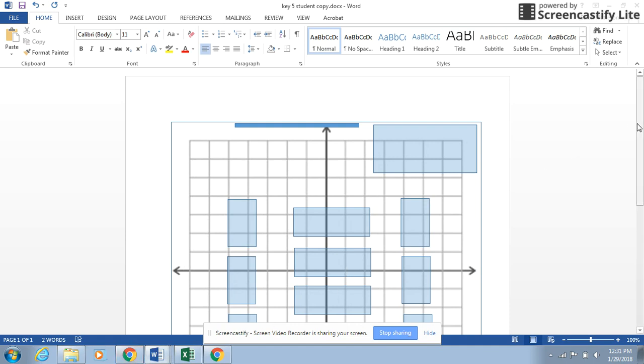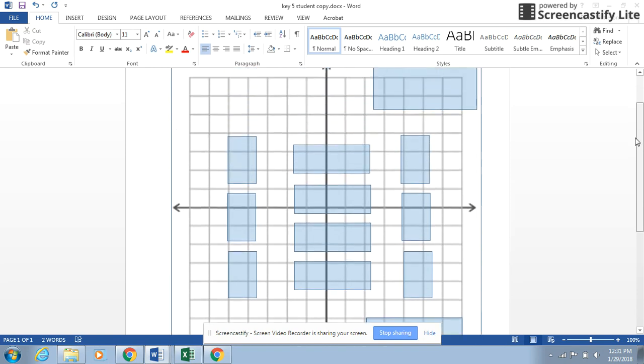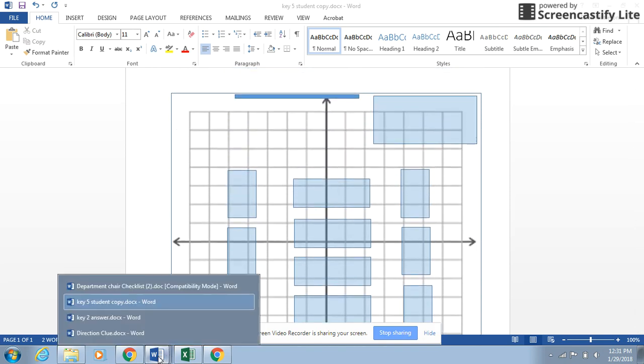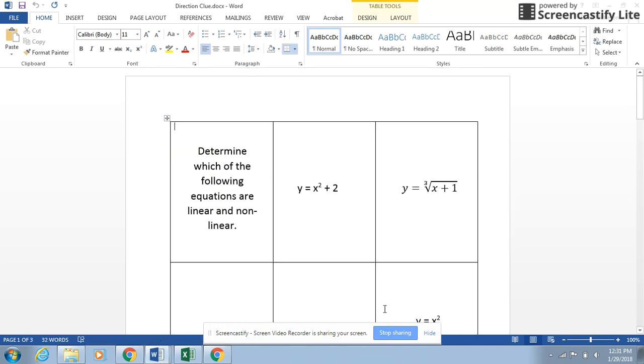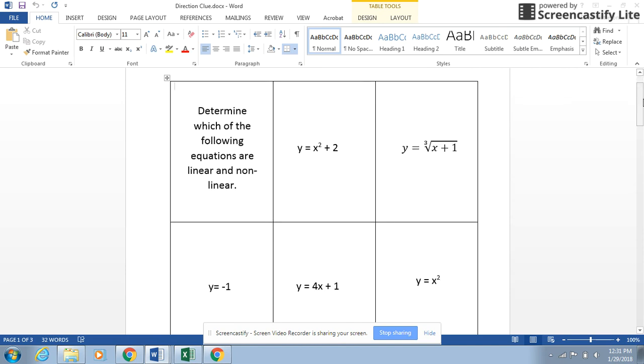I'm sorry, and this is a student copy if you wanted to just see, and you'll just notice that there's the 2 equations that are listed there. The direction clue is another interesting one. Basically asking students, as you know in the state assessment, they ask them frequently which ones are linear and nonlinear, at least at the 8th grade level.